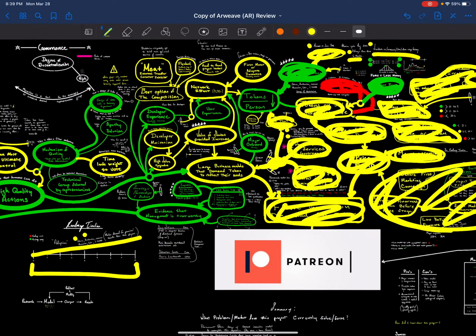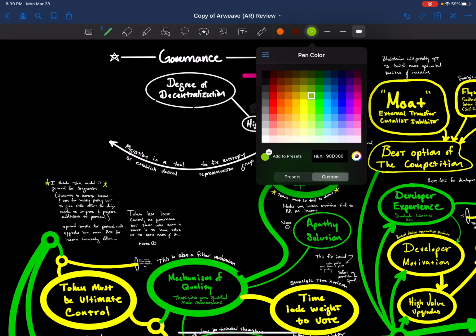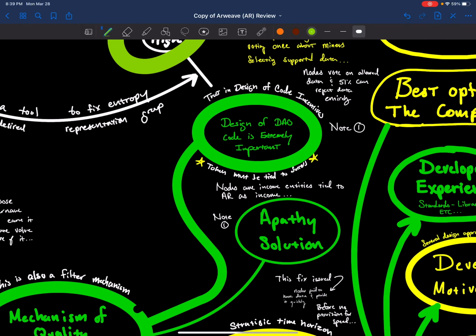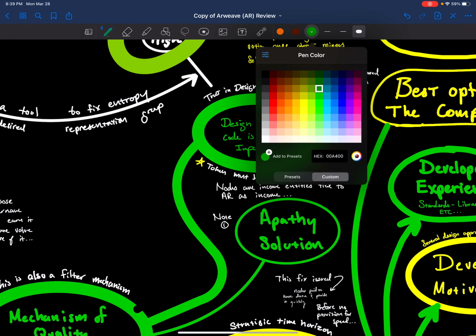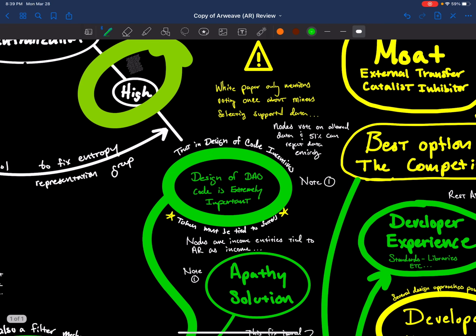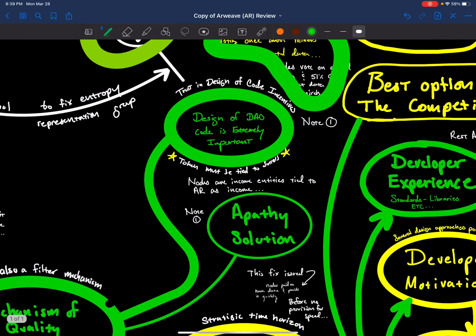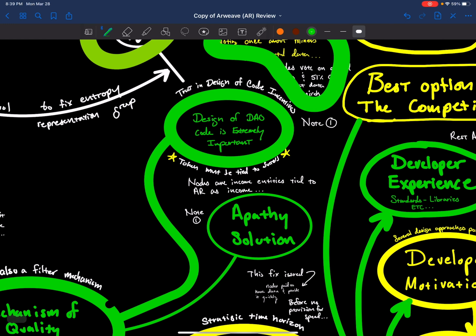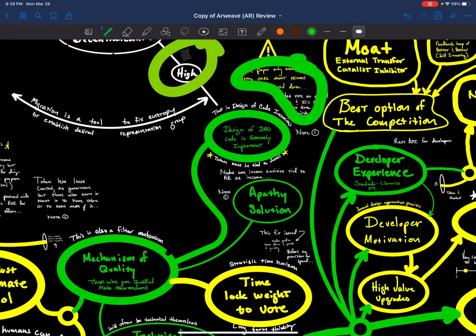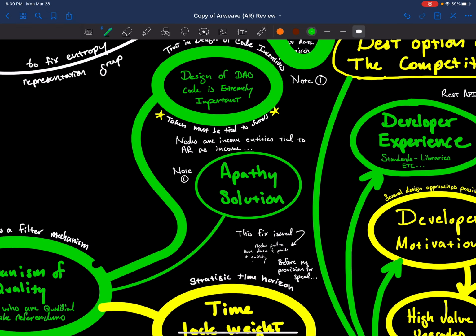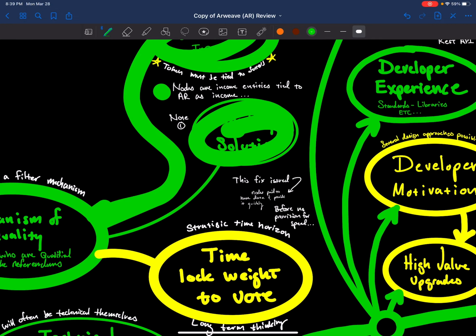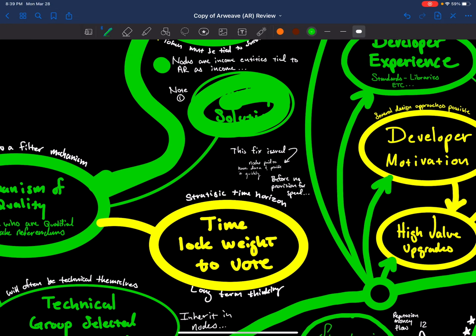Okay, so regarding the degree of decentralization, I put that it's high. Now I couldn't find anything on governance, but the white paper only really mentions voting once, about miners selecting supported data. So the miners are in control of which data is supported. Design of the DAO is extremely important. So this is decentralized in the sense that the nodes are in control here. The nodes are the income entities tied to Arweave as income. So that is the design. So the apathy solution, I put it somewhat as a neutral thing for this.